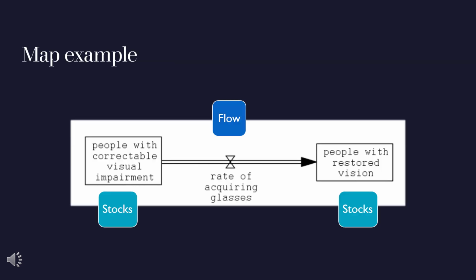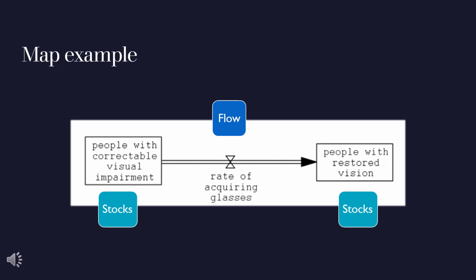So here is a very simplified example of what a stock and flow could look like in this context. The stocks are at either end of this small map. One stock is of people with a correctable vision impairment, and the other stock is people with restored vision. This map is looking at the impact of glasses on correctable vision, and the rate that individuals acquire glasses is called the flow. That's the rate at which people flow from the stock of those with a correctable vision impairment to the stock of those with restored vision.